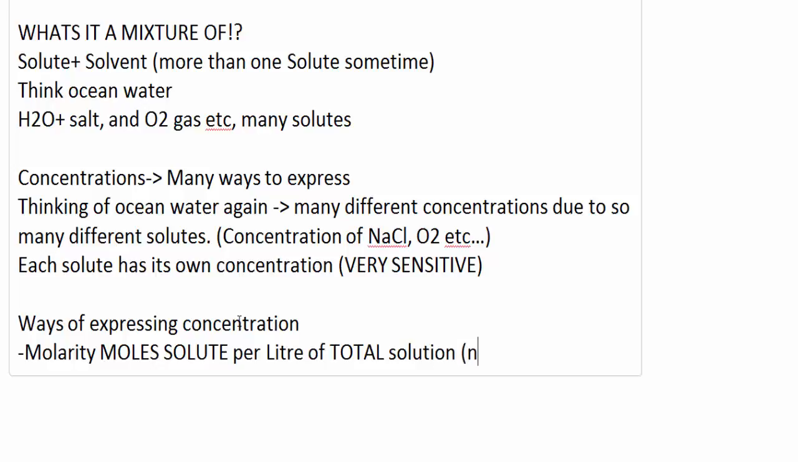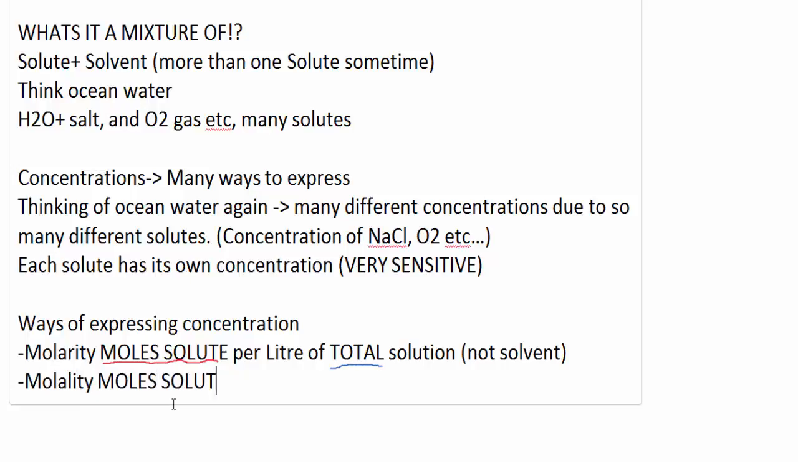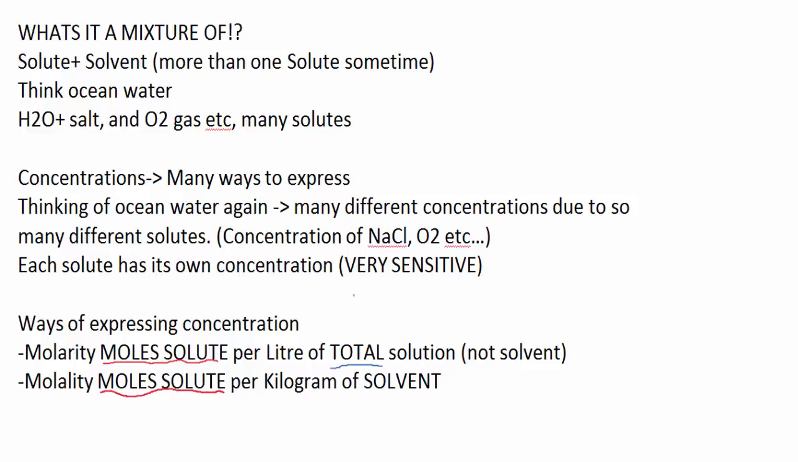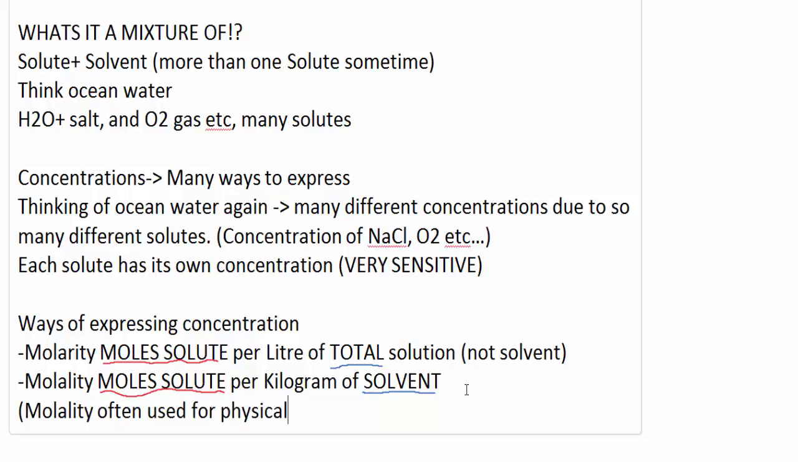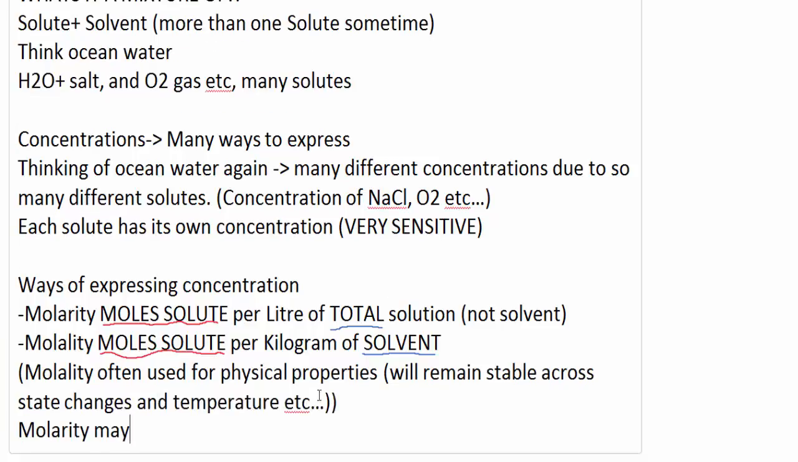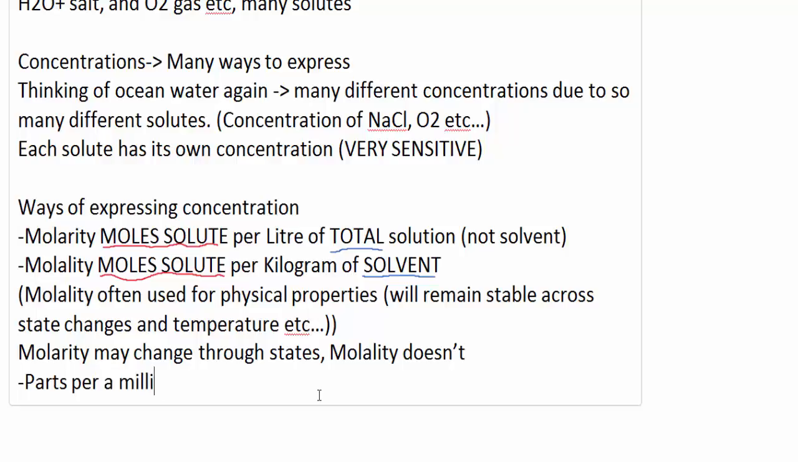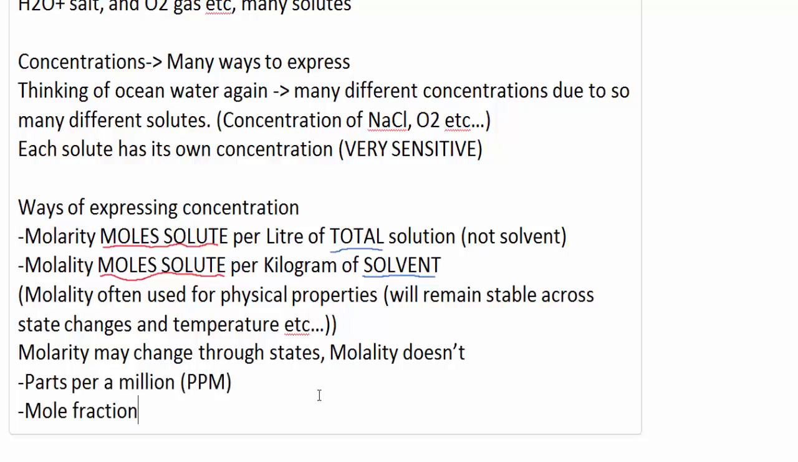Let's look at ways to express concentration. There's molarity, which is moles solute per liter of total solution, not per liter of solvent, of course. Then we have molality. You might remember it's moles solute per kilogram of solvent. Also, think about the difference here between a kilogram of solvent and liter of total solution. Molality is often used for the physical properties because it's stable across state changes and with different temperatures. And molarity may change through states, but molality doesn't. There's also parts per million, and that's done on a particle basis, and mole fraction done on a mole basis.